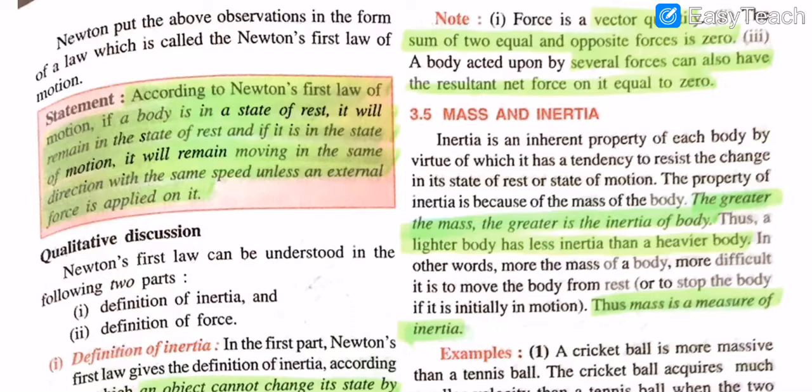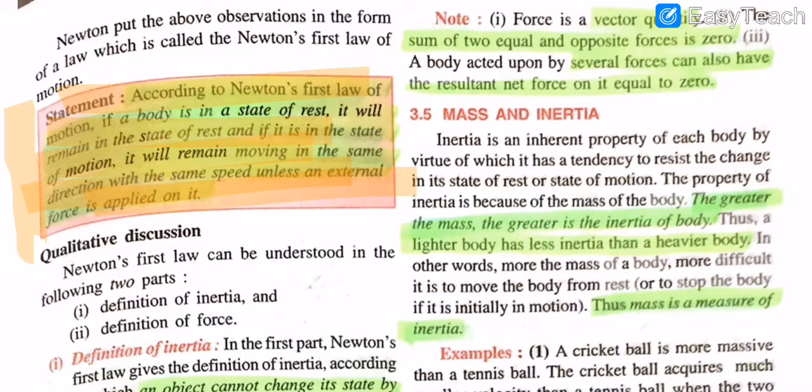So the qualitative discussion: Newton's first law can be understood in the following two parts, as the definition of inertia, that is Galileo's law of inertia, and also the definition of force. So we are going to go through both of them, and we'll also mark a lot of things. Again, mark the statement according to Newton's first law of motion. Mark that complete thing in orange. Very, very, very important. This basically tells you what Newton's first law of motion is. So if you have an orange pen right now, just mark it completely.